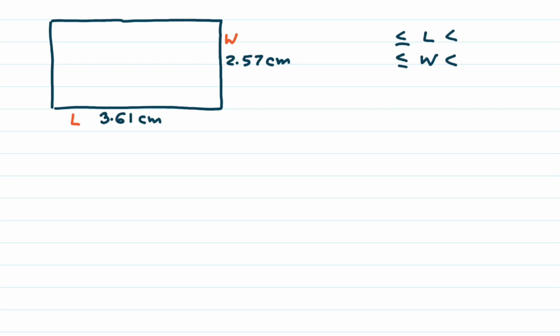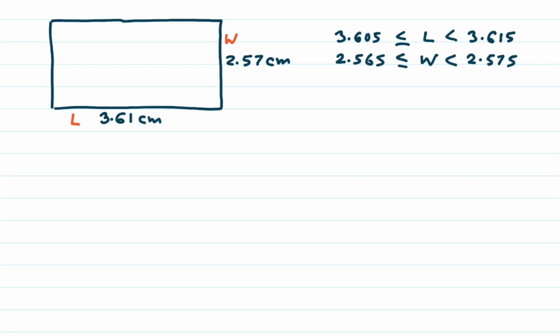The lower bound for the length would be 3.605 and the upper bound for the length would be 3.615. The lower bound for the width would be 2.565 and the upper bound of the width would be 2.575.